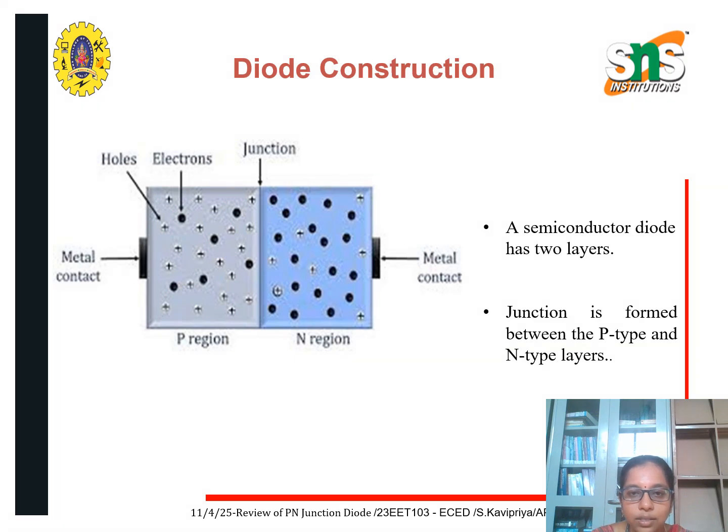And next is the construction of a diode. A diode consists of two types of semiconducting material: P semiconducting material and N semiconducting material. The majority charge carriers in a P-type semiconductor material are holes, and in case of N-type semiconductor material they are electrons. And we have a junction between this P and N-type semiconductor material, which is the PN junction.